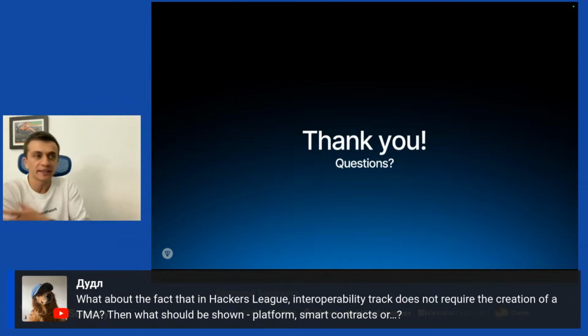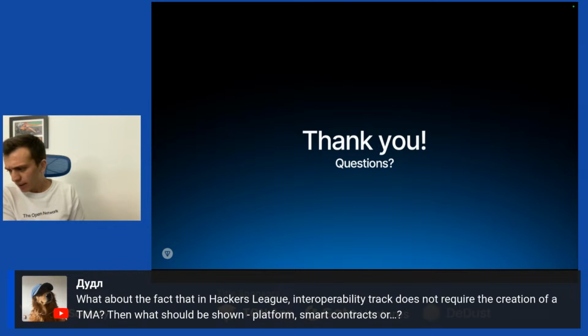It can be a website. It can be, I don't know, an integration into a mini app as well. Why not? Or in the interoperability track, there are options where you can build multi-chain products, but they should be user-facing products. So again, do it as a product, not as a code base, not as a public good.